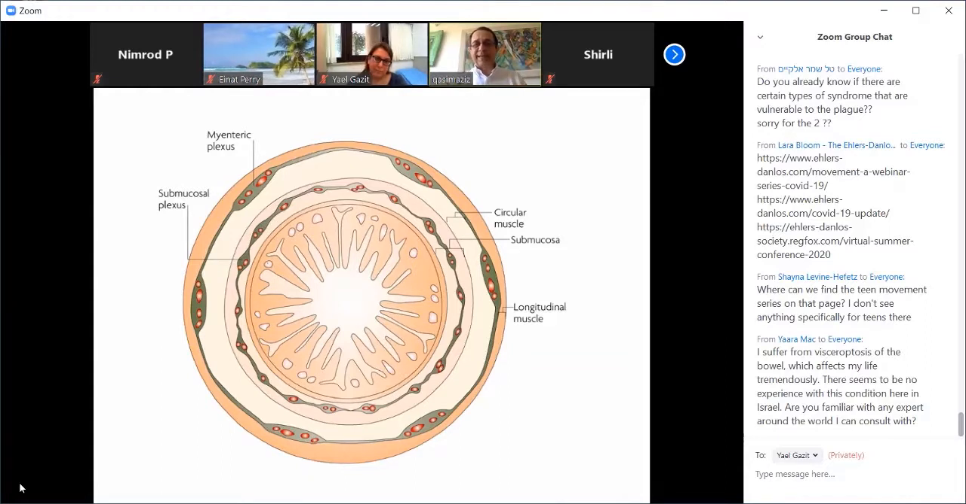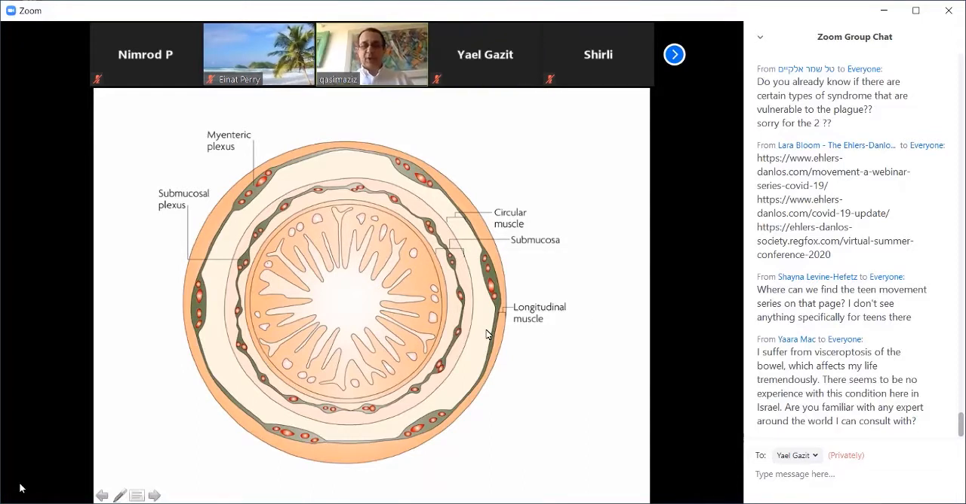So there are problems that can take place in these different layers. There can be a problem in the nerves in the gut, or there can be a problem in the muscles of the gut as well. So that's just really to give you an overview and idea about what the structures of the gut are like.